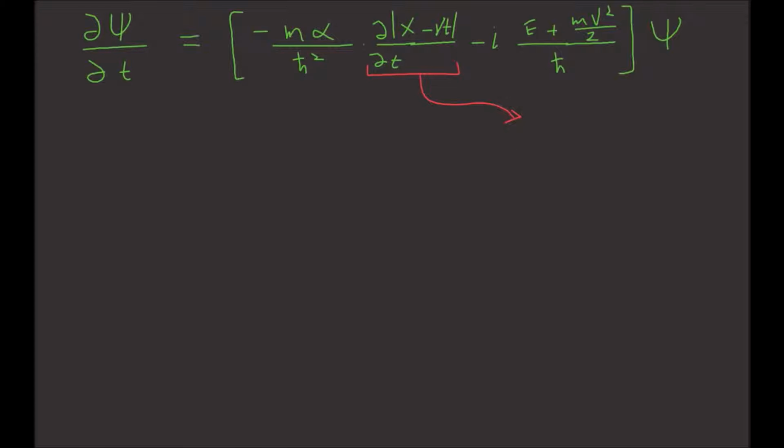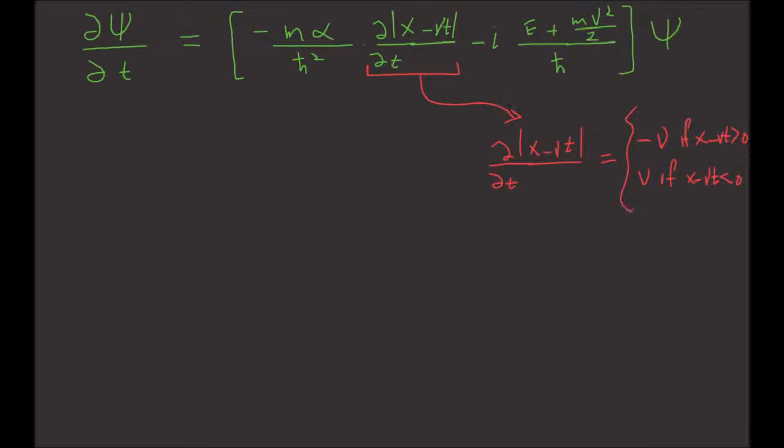So the time derivative of the absolute value of x minus vt equals minus v if x minus vt is positive, and it's v if x minus vt is negative, right?